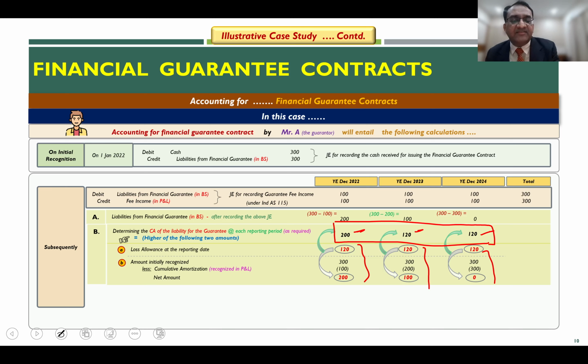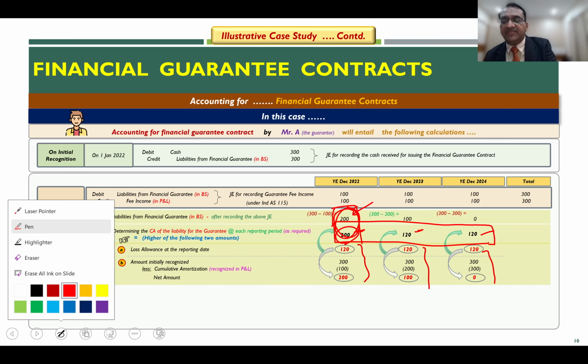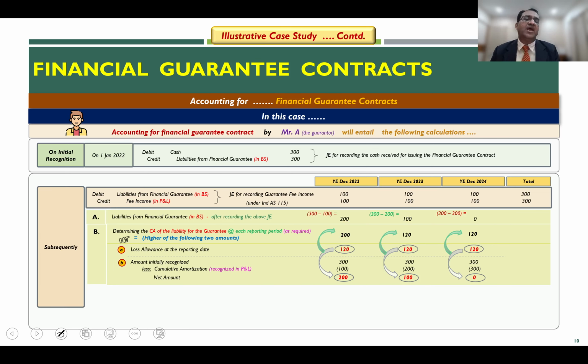Now compare this, for example, year number 1. In year number 1, you have a carrying amount of 200 and you are expected to have a carrying amount of 200. That means there is no additional impairment here in year number 1, and therefore no impairment will be recorded in year number 1. But what about year number 2?